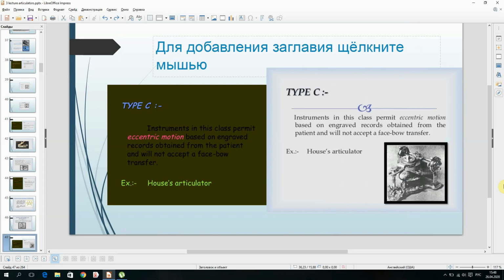Type C. Instruments in this class permit eccentric motion based on engraved records obtained from the patient and will not accept a face bow transfer. House's articulator.